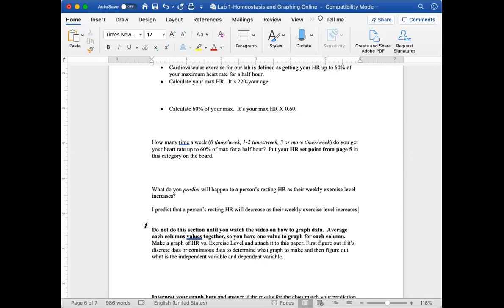Well, the heart is a muscle, and the more you exercise that muscle, the more cardiovascularly fit it gets, or the better it gets, right? The more effective a pump it is. So the more you exercise, the more conditioning it has, and then the fewer beats per minute it has to do, because it's pumping out so much blood per beat that it doesn't have to beat as much.